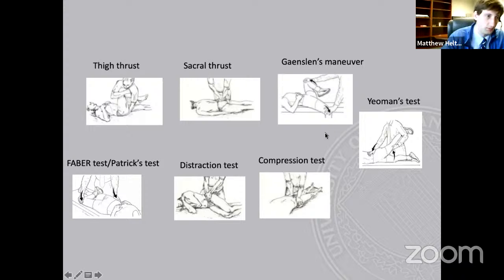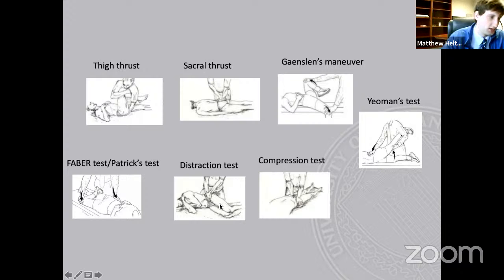Gaenslen's maneuver, where the symptomatic leg hangs off the table with the less symptomatic leg being flexed upwards, and then you apply downward pressure to the knee. Yeoman's test for the symptomatic side is once again in a prone position, with hyperextension. And then the FABER or Patrick's test, which is flexion, abduction, external rotation of the hip.